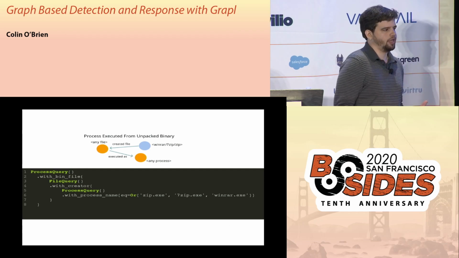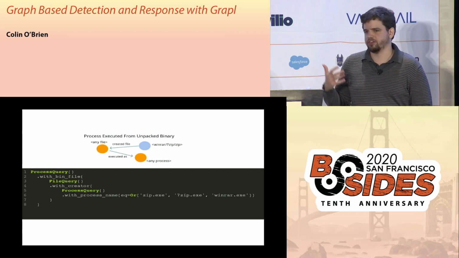So Grapl just uses Python. It's general purpose. Python is adopted by data science, security communities.